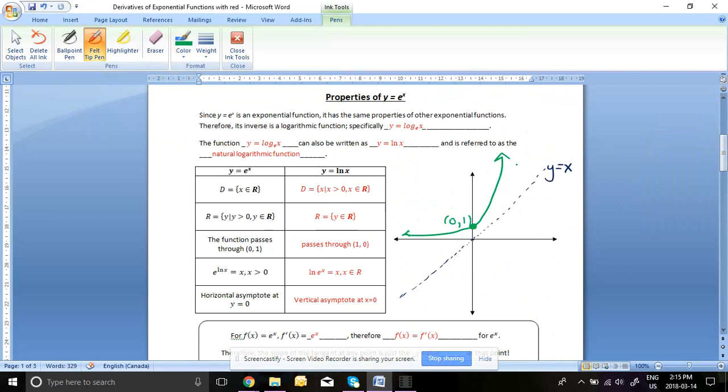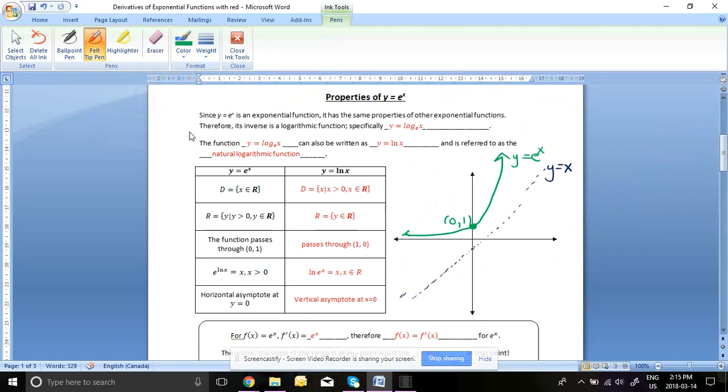So this green function is y equals e to the x, and it has a domain of any real number. Its range is greater than 0. It passes through 0, 1. Also, e to the ln x, I'll talk about ln in a second, is equal to x, and it has a horizontal asymptote at y equals 0.